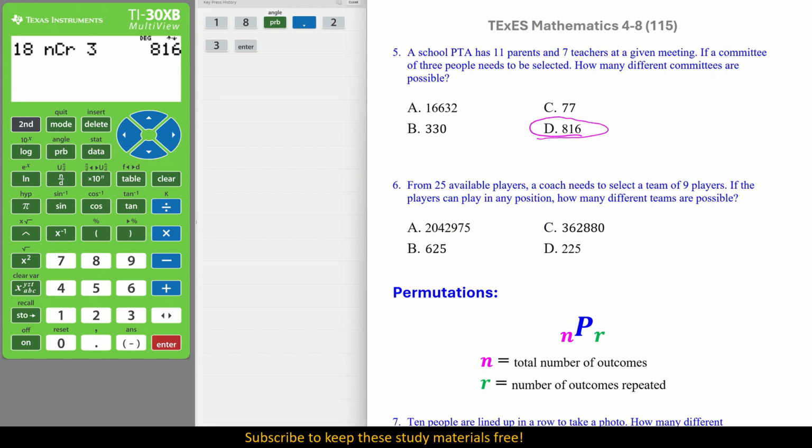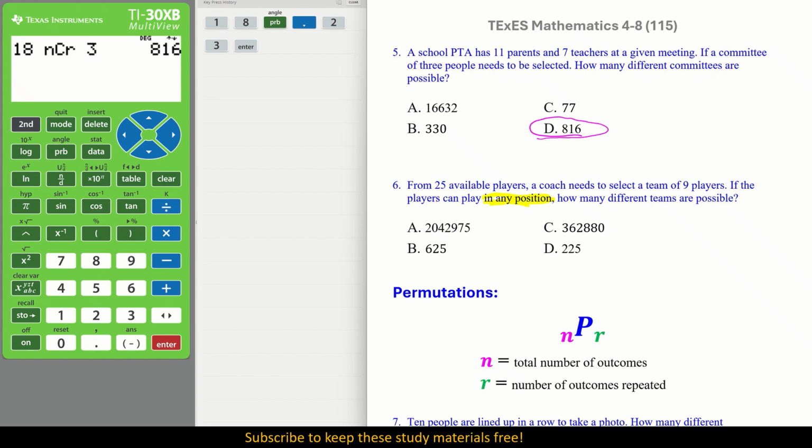Now let's look at number 6. From 25 available players, a coach needs to select a team of 9 players. If the players can play in any position, how many different teams are possible? Well, the wording tells us order doesn't matter, so when it says any position, that says this is a combination. And then to follow that, it says different teams. Obviously, a team doesn't have a particular order in itself, so that also confirms a combination.